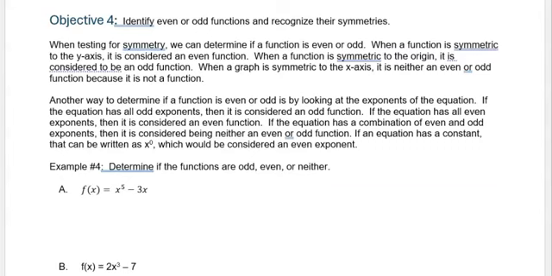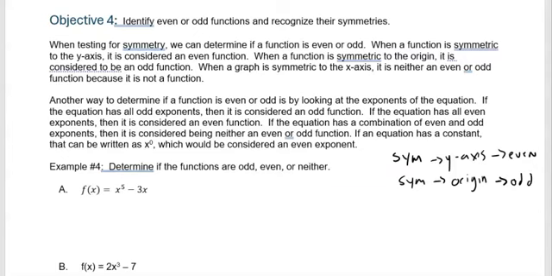All right, so back to more examples, even, odd, neither, and also related to symmetry. If it's symmetric around the y-axis, there's symmetry about the y-axis, then we've got an even function. If there's symmetry around the origin, then we have an odd function.